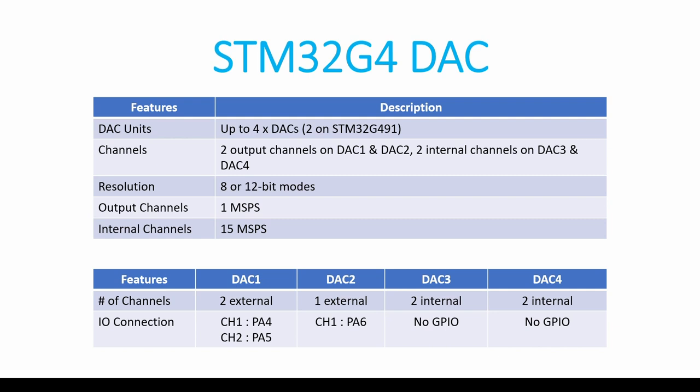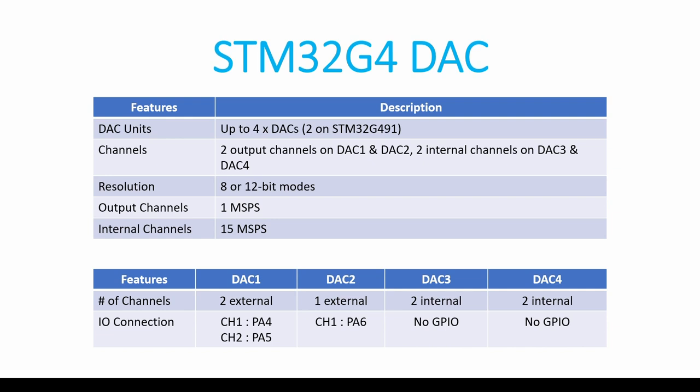So before we tie the ADC and DAC together, let's take a quick look at the DAC. Unlike the ADC on the STM32G4, the DAC is significantly less complicated. Depending on the chip, there's up to four DAC units, each supporting just two channels. DAC units 1 and 2 support external channels, and DAC units 3 and 4 support internal channels. Simply put, the external channels are just connected to GPIO pins and drive signals off the chip, while the internal channels must be fed to on-chip peripherals like the comparators or the op-amps.